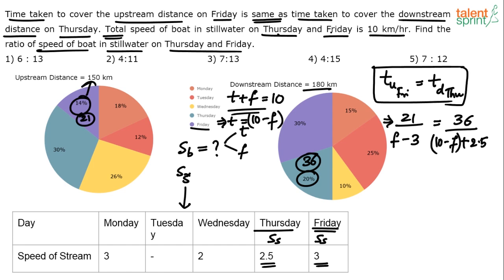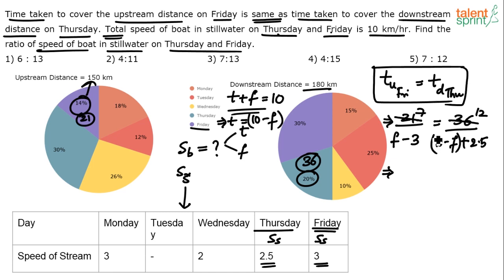Downstream speed is speed of the boat plus speed of the water. So speed of the water on Thursday is 2.5. Speed of the boat is T. T can be taken as 10 minus F. T plus F is 10, so T equals 10 minus F. Now we'll solve for F from this one. I think this is already like 3 into 7 and 3 into 12, right? Do the cross multiplication. What do we get?